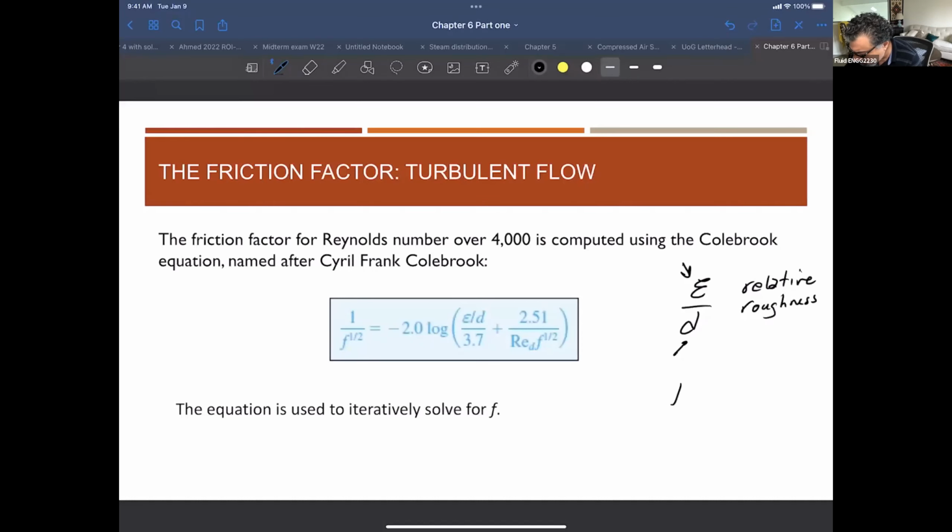Okay, we know Reynolds number, right? So he determined the relation between epsilon over D, Reynolds number, and the friction factor, and he came up with this correlation that we are presenting here. The only problem for this equation is that the F is on this side and also on this side, which means that it is an implicit function of F, and the only way to solve this is by iterative methods.